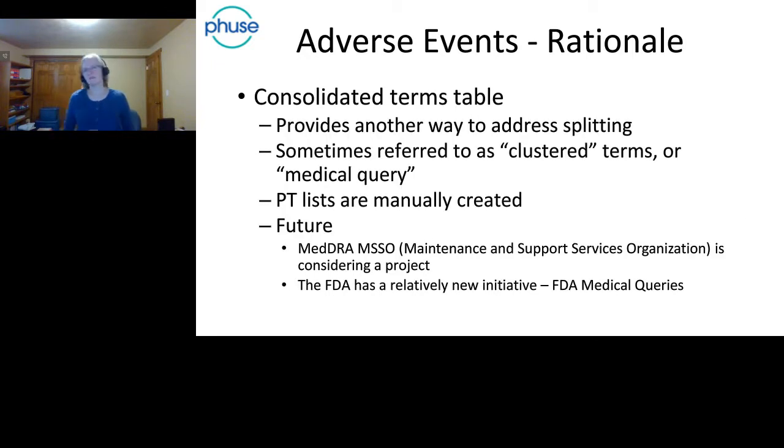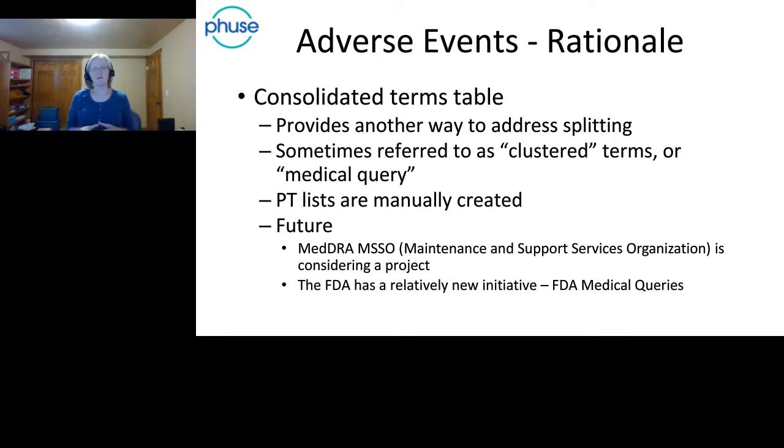And then that gets us to why we recommend a consolidated term table. Again, this is recommended at the integrated stage. We don't think this level of scrutiny is necessary for every individual study. When you have more data, you're at the integrated stage. We think this is the time to address all these potentially missed signals because the data are split into too many different MedDRA preferred terms, right? So we do think a lot of this is reserved for the time when you have more data, at the integrated time frame. So a consolidated term table provides another way to address splitting.